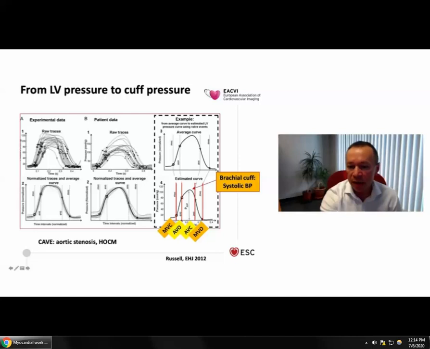And you can also understand that this concept may be hampered in a patient when there is some obstruction between the left ventricle and peripheral circulation, because then the assumption that the systolic blood pressure corresponds to the peak left ventricular pressure may not be valid.